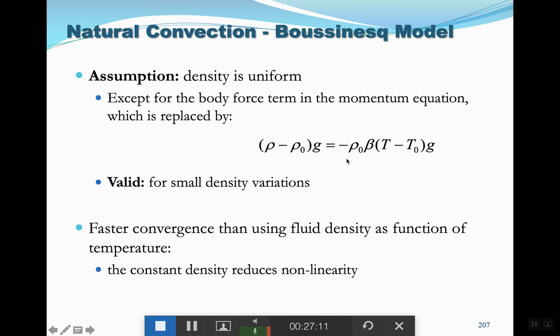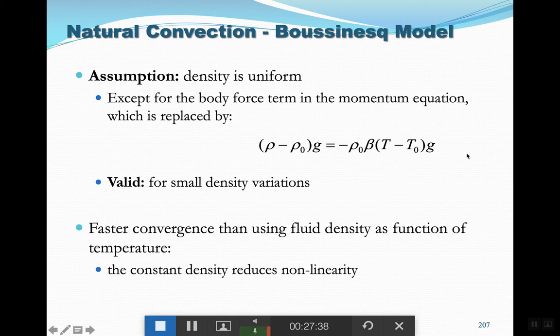It is calculated by multiplying rho naught, which is your fluid standard density at room temperature, by something called beta, which is the thermal expansion coefficient, multiplied by the temperature of the flow minus the standard temperature, and of course multiplied by gravity. Okay, so this is the equation that we will be using in Ansys.